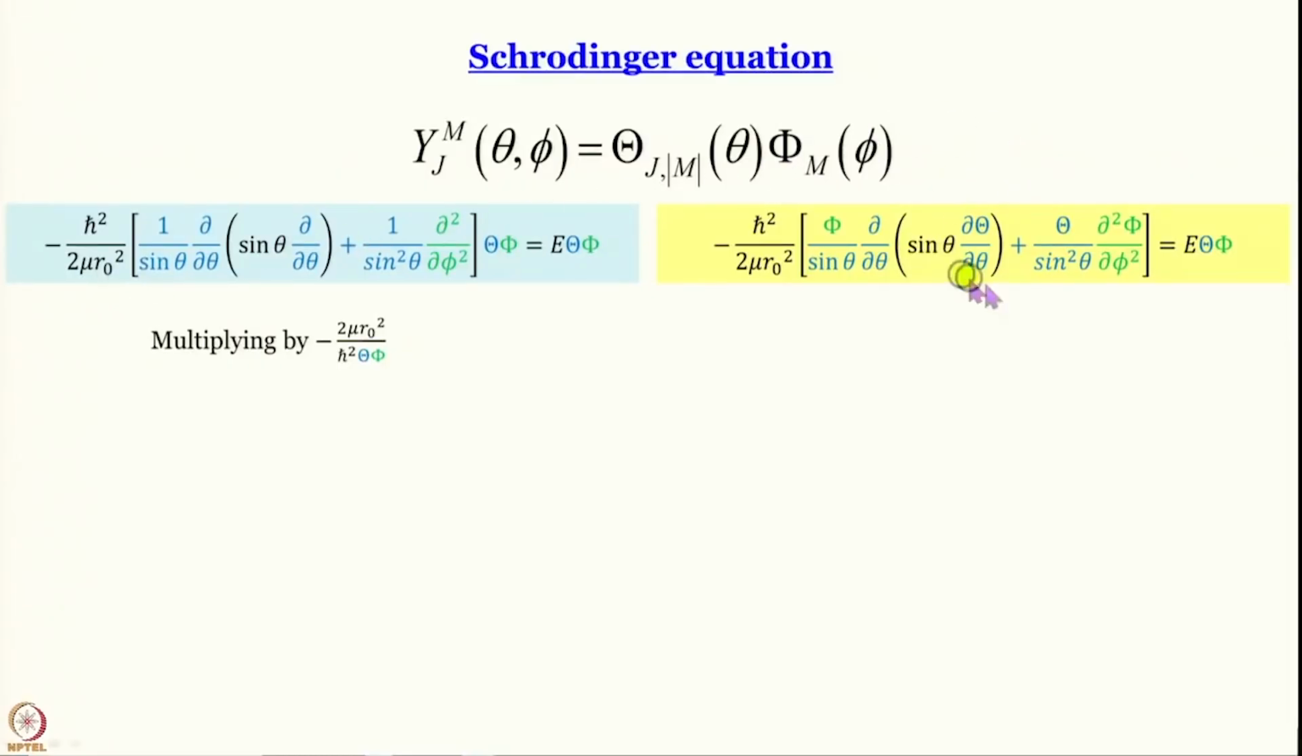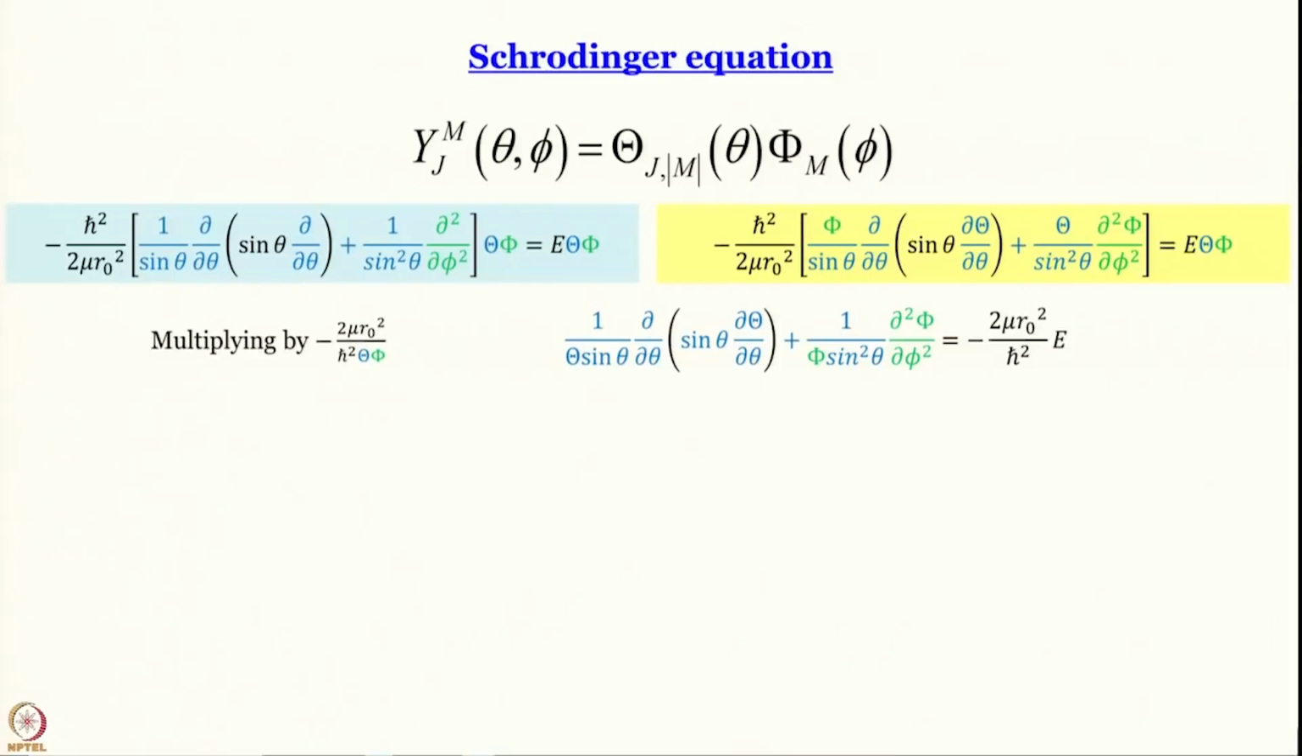In the second term we are going to have, well this capital theta will go, 1 by capital phi sin square theta d2 capital phi d phi 2. So, sin square theta will be there, but in the next step we will get rid of it. So, this is what we get: 1 by capital theta sin theta del theta sin theta del theta del theta. Remember this del is not even required, d is fine, plus 1 by capital phi sin square theta d2 capital phi d phi 2 equal to 2 mu r0 square by h cross E.